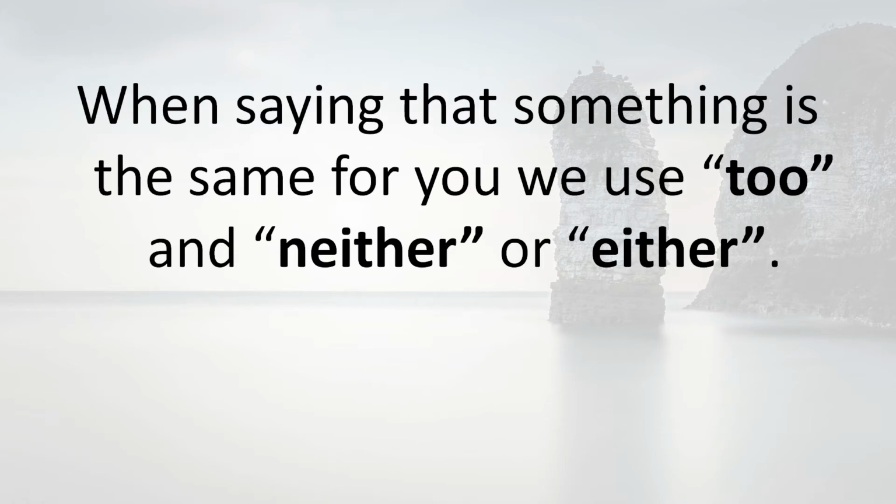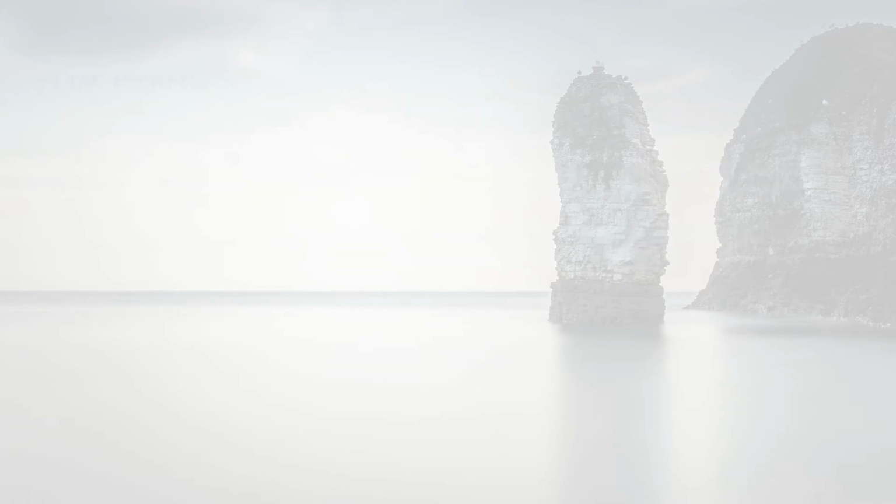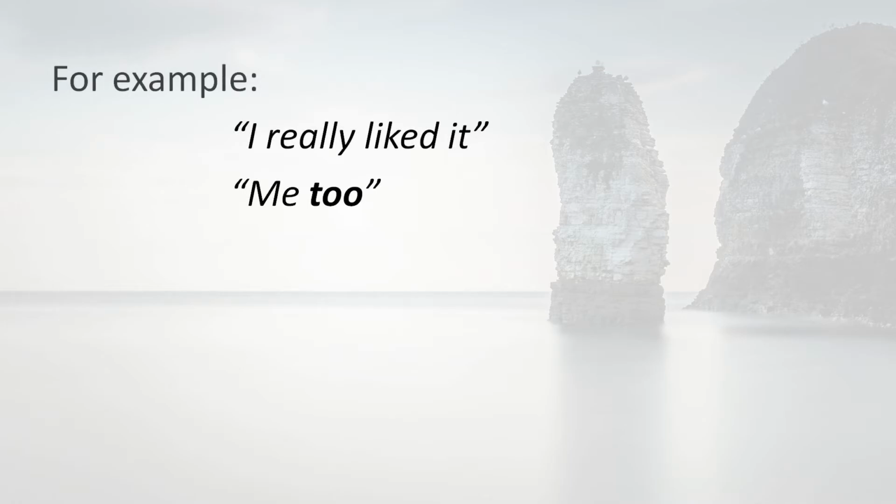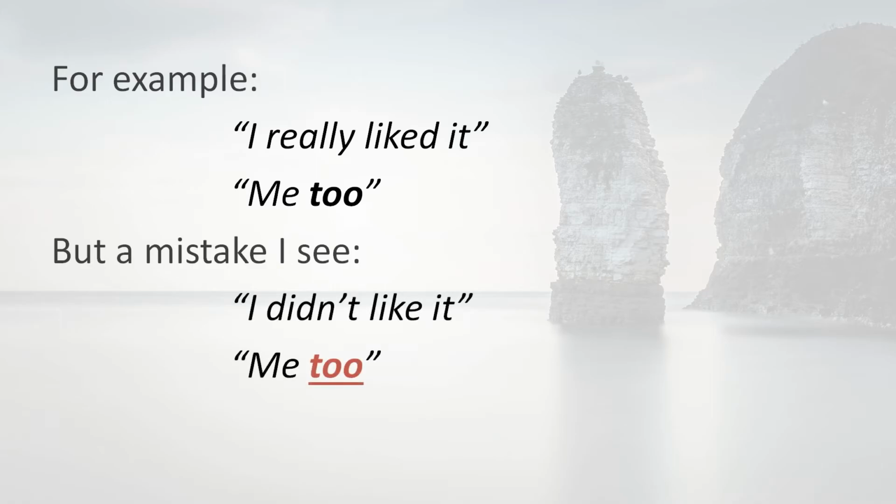Too and neither / either. When saying that something is the same for you, we use too and neither or either. For example, I really liked it. Me too. But a mistake I see. I didn't like it. Oh, me too. This should be me neither, as it's a negative statement. I did not like it.